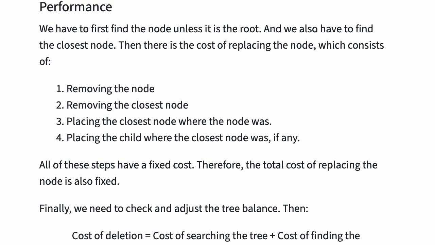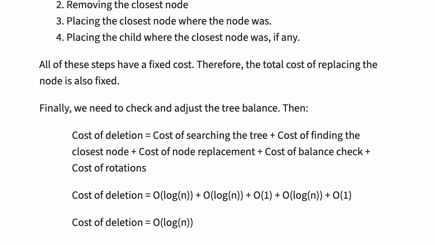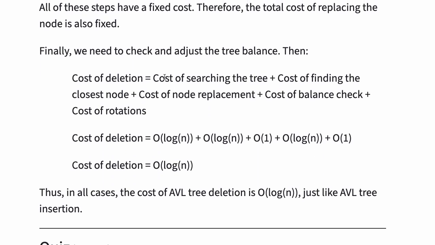Finally, we need to check and adjust the tree balance. Then the cost of deletion is equal to the cost of searching the tree plus the cost of finding the closest node plus the cost of node replacement plus the cost of balance check plus the cost of any rotations, which is equal to O(log n) plus O(log n) plus O(1) plus O(log n) plus O(1), which simplifies to O(log n). Thus, in all cases, the cost of AVL tree deletion is O(log n), just like AVL tree insertion.